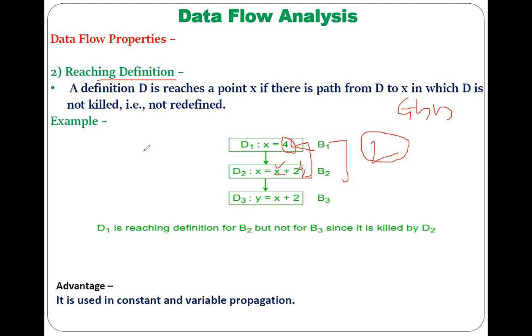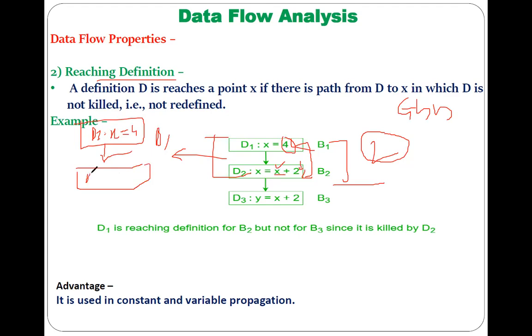And so from this, you can do the global optimization. So I will do the global optimization for this here. Here you can mention it like this, d1 as x equal to 4. This is the one basic block. Then the next basic block, this is b1. Next basic block, you can mention it like this, d2 as x equal to 4 plus 2.